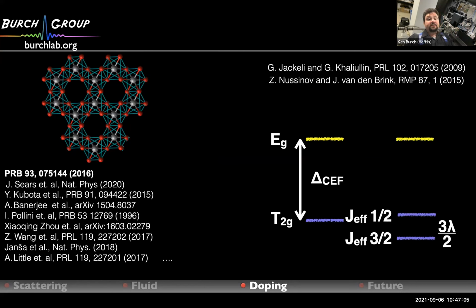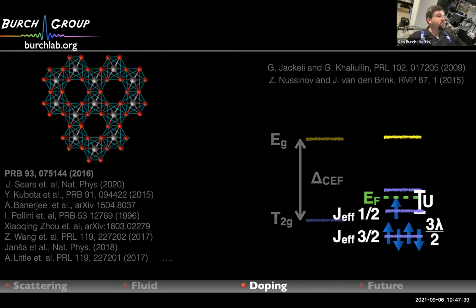So basically the chlorine splits the d level into a t2g and eg level. The t2g further splits by spin-orbit coupling into J=1/2 and J=3/2 states. Now you have 5 electrons, so you fully fill the J=3/2 state, but you half fill the J=1/2. And because you've reduced the degeneracy so strongly, it turns out even with moderate on-site Coulomb repulsion, you get a Mott insulator. And this is what's called a relativistic Mott insulator because the Mott insulating state comes about through the combination of spin-orbit coupling and on-site Hubbard repulsion.